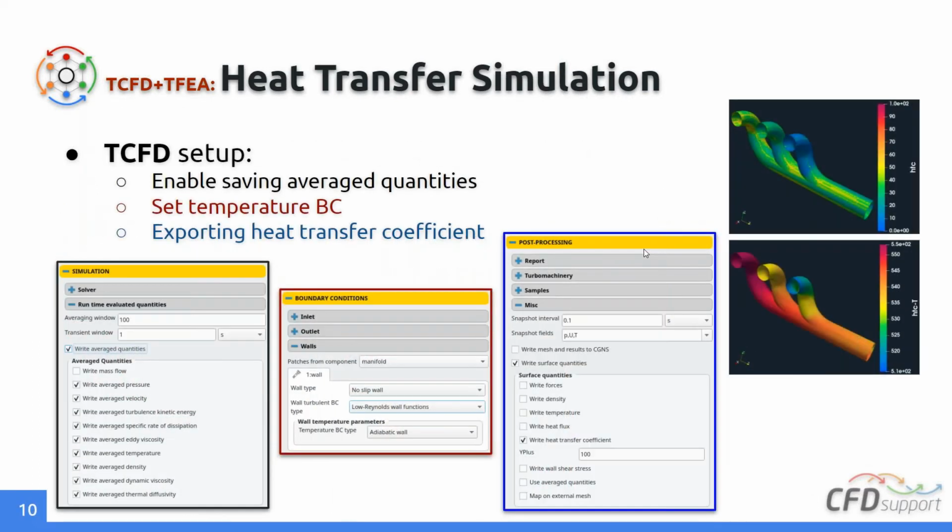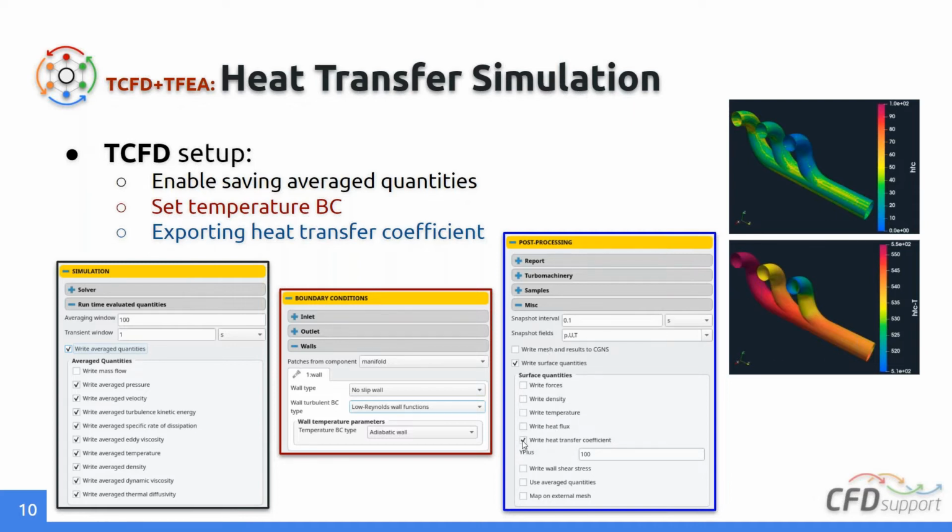So how is it done in the workflow? First, in the CFD, we can enable saving the average quantities from which, for example, the HTC coefficient is evaluated. So we can enable the write down of these average quantities. Then we can set the temperature. This is still the same. For the first run, we can set the adiabatic wall because we don't know the distribution. And then we can export the heat transfer coefficient in TCFD by clicking here in the post-processing.